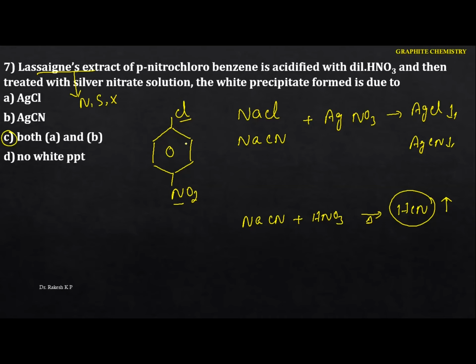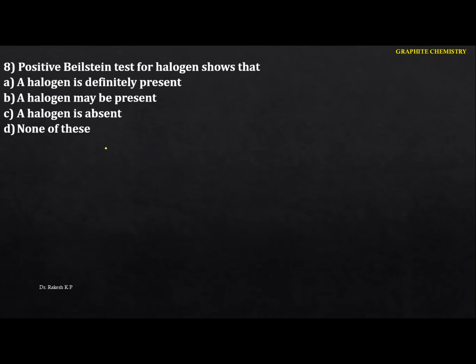Okay, so next one. The positive Beilstein test for halogen shows that. So this is one of the tests. Just go to this one here. So how do you perform the test? The first thing you have to take is the copper wire.